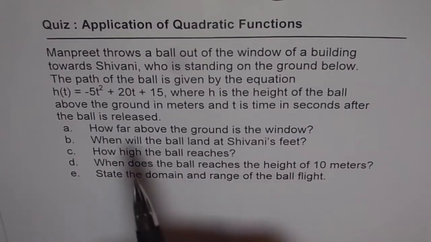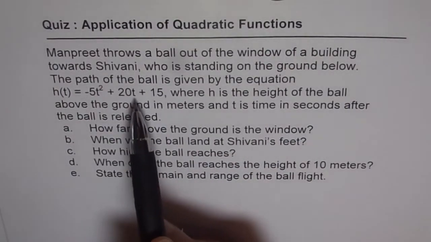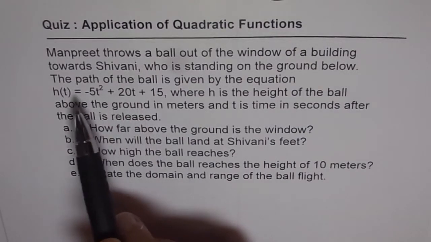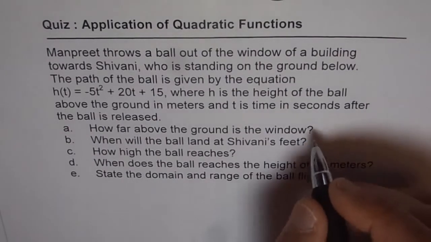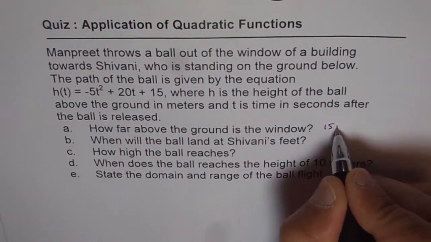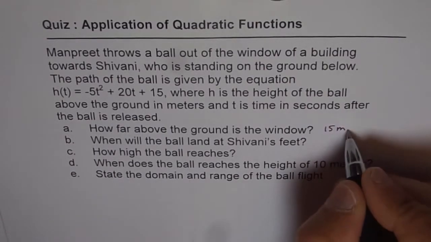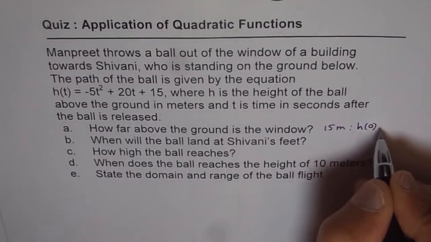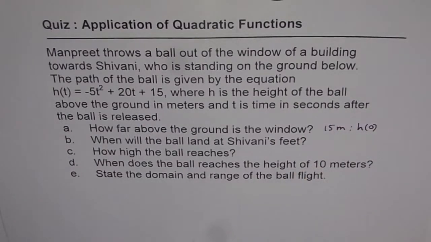Now here it is. How far above the ground is the window? Just plug in t is 0, because that is the time when the ball was thrown. So you know the answer is 15. You can write 15, but what you missed most of the time is the units. I'm emphasizing units, the things which you could miss and lose 0.5 marks for. So it is 15 meters. And how do you get it? You get it by putting h of t for 0. So h of 0, when you calculate, you get 15.